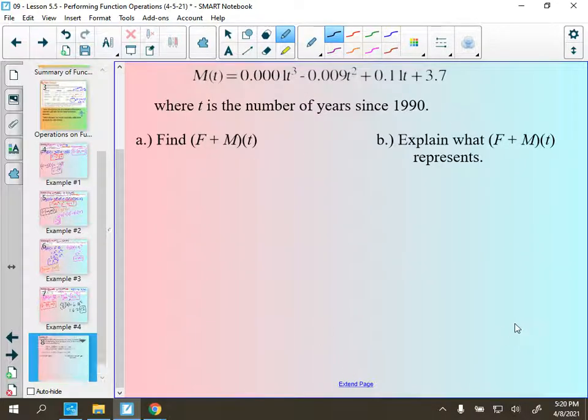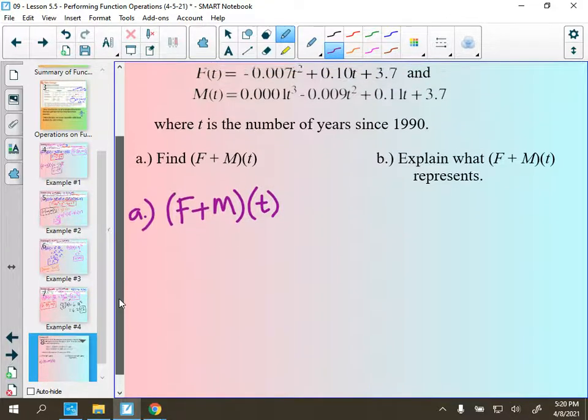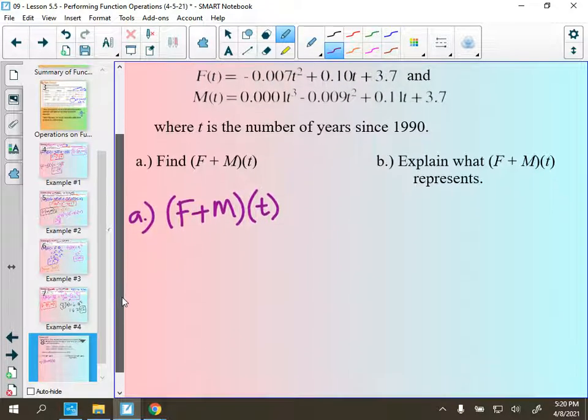Okay, so part A is our very first example we did here. I'll probably have to scroll up and down. Find f plus m of t, right? We were doing stuff like f plus g of x. This is no different. It's telling us to add these 2 functions together. Take this f function and add it to this function right here.